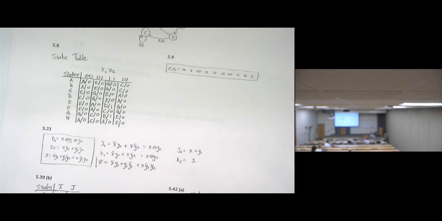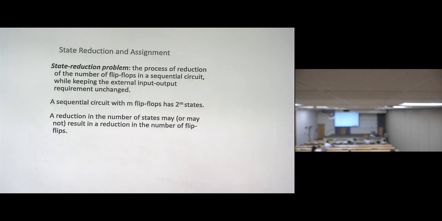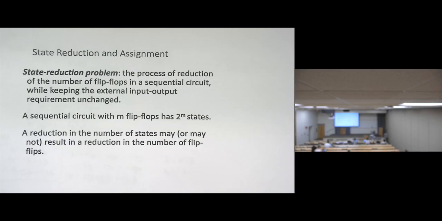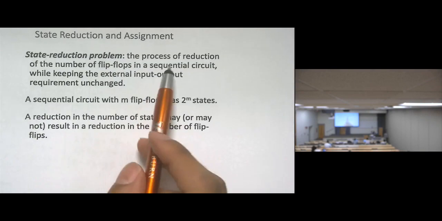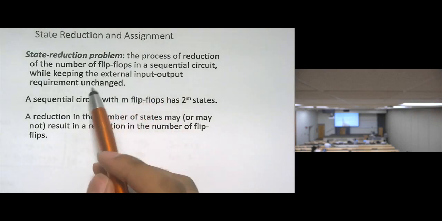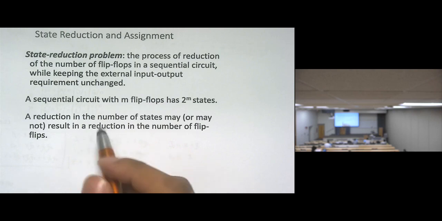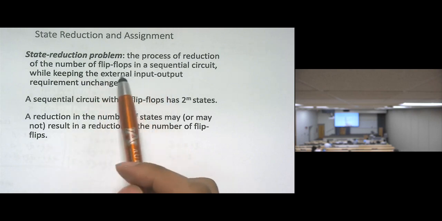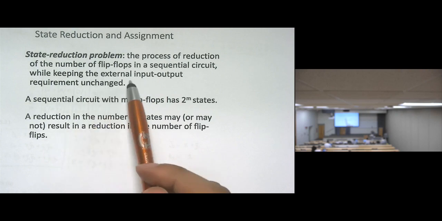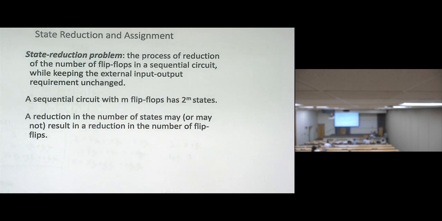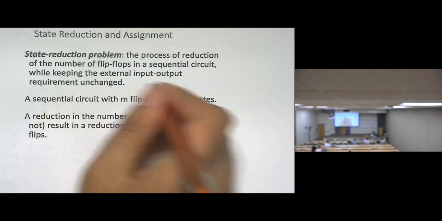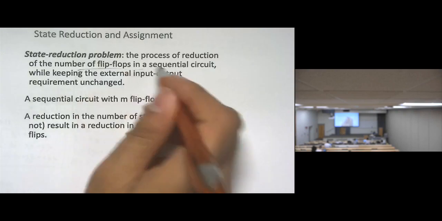Now, let's go to today's topic, which is the state reduction. What is state reduction, and why do we need it? Sometimes we have some additional states or some repeated states. When we have multiple states, this means multiple flip-flops. So if you find a way to reduce the number of states, then you reduce the number of flip-flops, reducing the complexity and the cost.